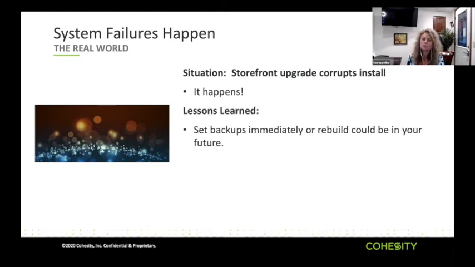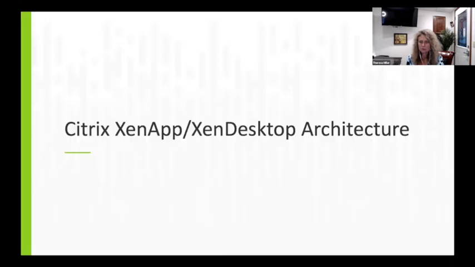And so one of the things that I've learned is that even if the system's not in production, that checklist has to have backups in place right away, because if you do any update and you need to roll back, you may be rebuilding instead. So these are some of the real world issues that enterprises can have with Citrix.